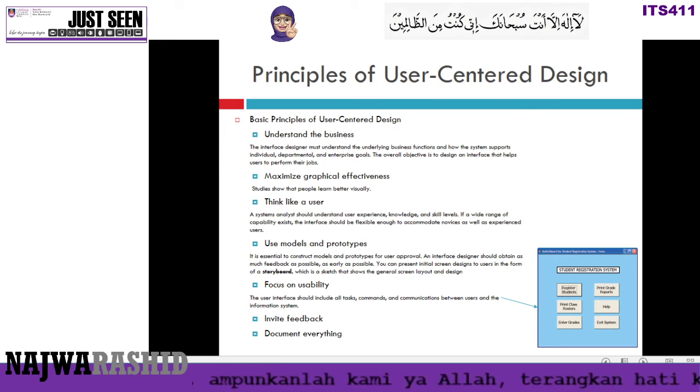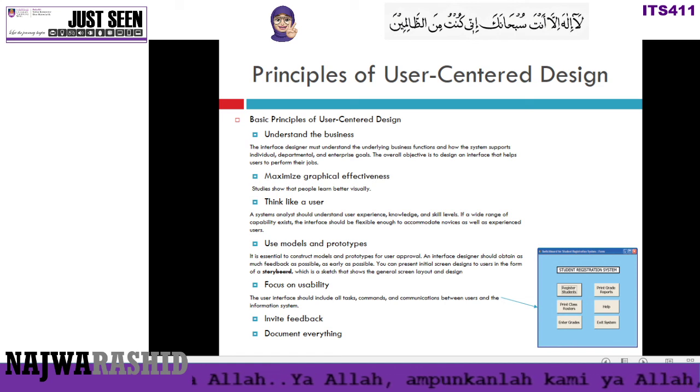Number 4, use models or prototypes to represent your ideas, and based on the model and prototype, you can get feedback from your customer at an earlier stage. Before you go for the development part, you must make sure that your user accepts your interface design. So you can provide a storyboard. From one screen, it goes to another screen and so on.